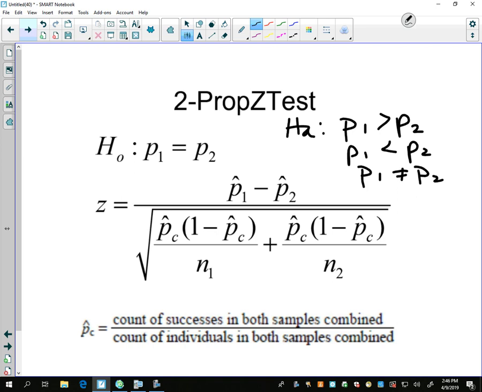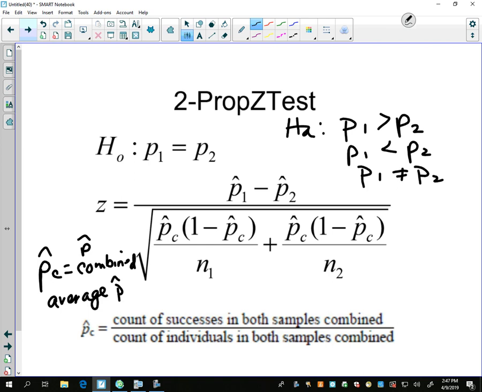Now, the standard deviation for the two-prop z-test is completely different from what we've seen in the past. They calculate something called p hat c, which is p hat combined. And really all that is, they average the p hats. Well, kind of average, you'll see in a minute.